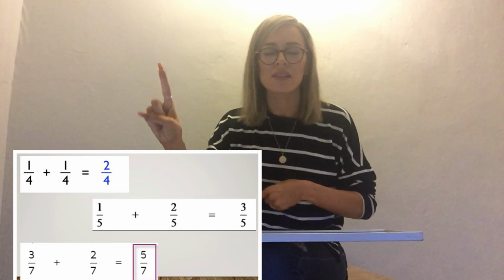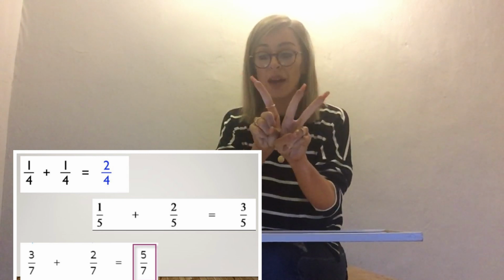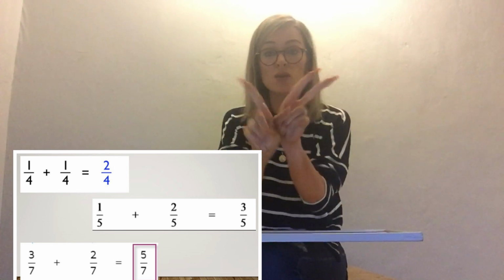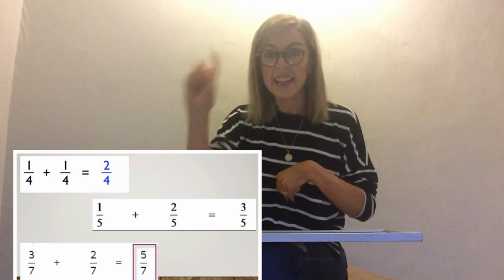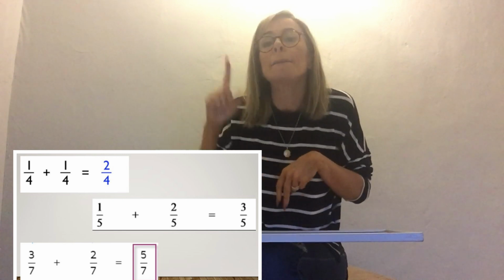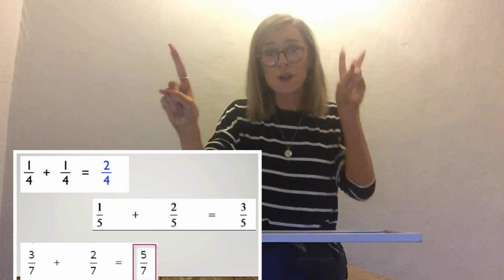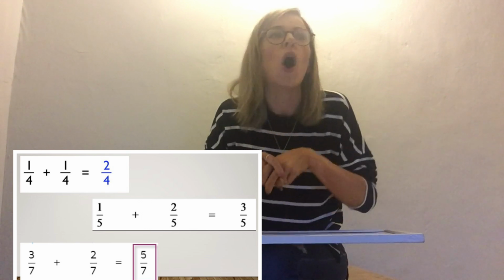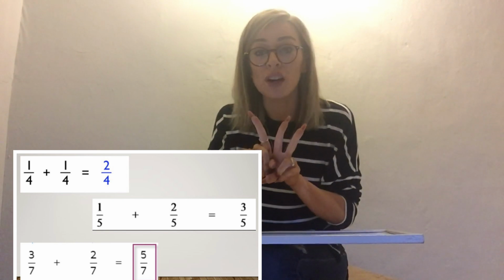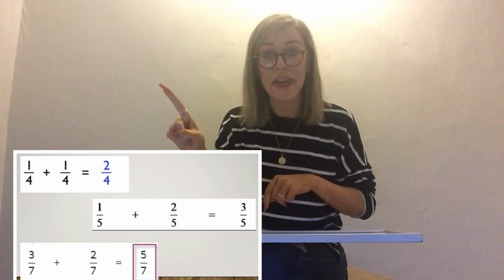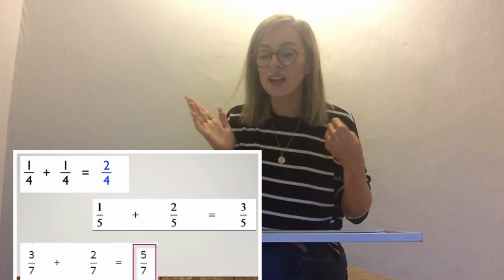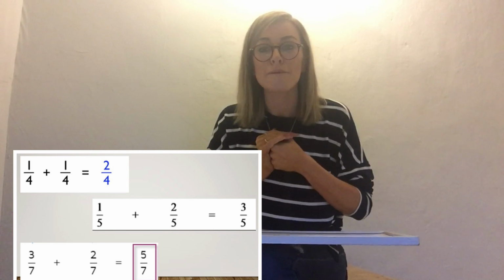So 1 pencil add 2 pencils is 3 pencils. 1 sausage add 2 sausages is 3 sausages. 1 kitten add 2 kittens is 3 kittens. 1 banana add 2 bananas is 3 bananas. 1 flower add 2 flowers is 3 flowers. So that means that 1/5 add 2 fifths is... You're absolutely right, guys. The answer is 3/5.